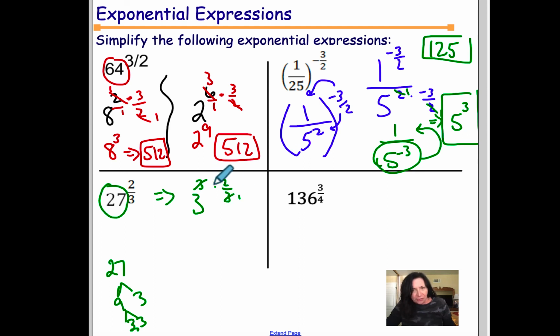The 3's are going to cancel and make 1. 1 times 2 is 2. So now I have 3 squared. 3 squared is 9. Box that up.